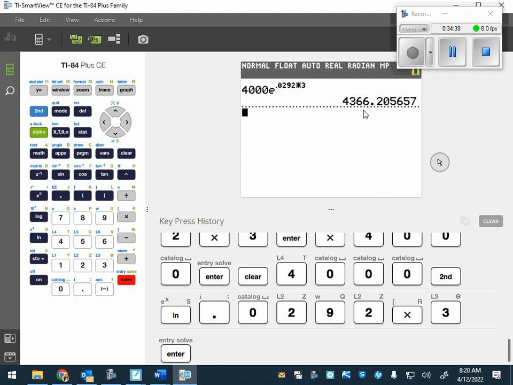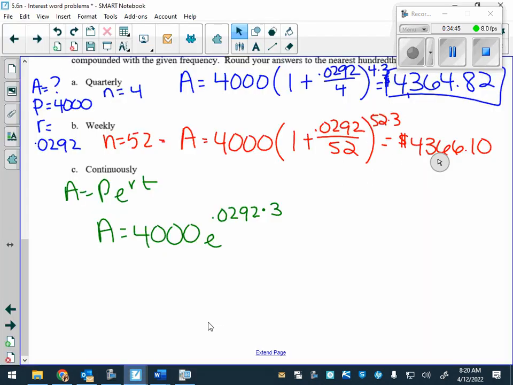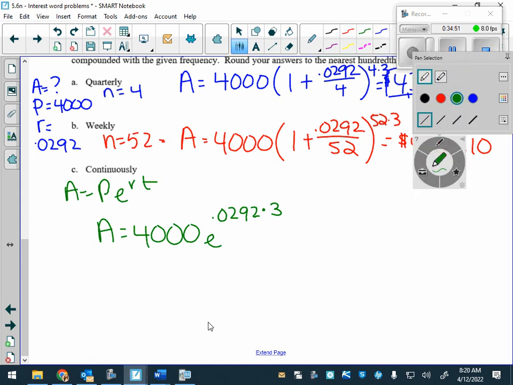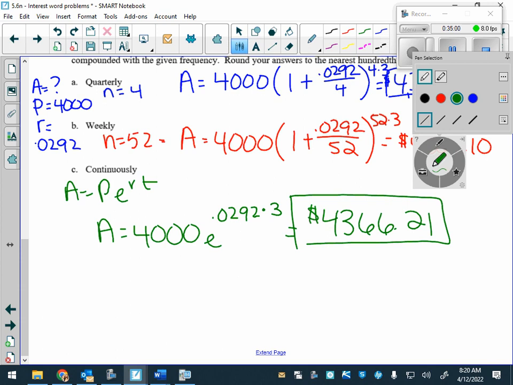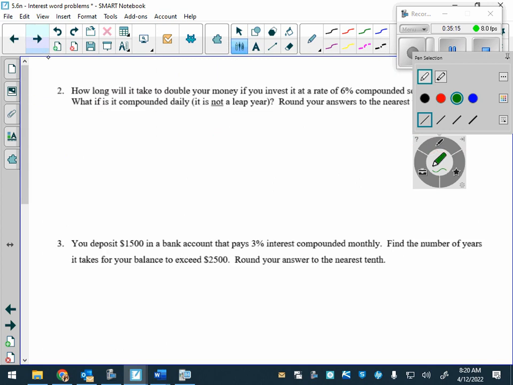So $4,366.21. It's not much different from the other formula. So, a specific amount of time per year is your compound interest. Continuously, you're using the PERT formula. All right? Let's try a few more. One and two. Okay, let's do number 2.